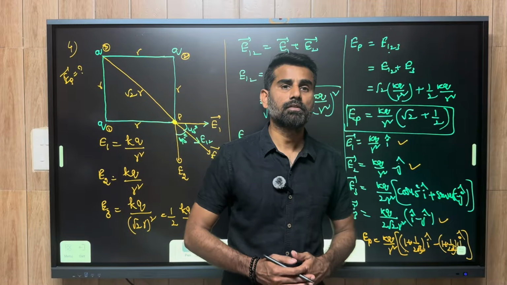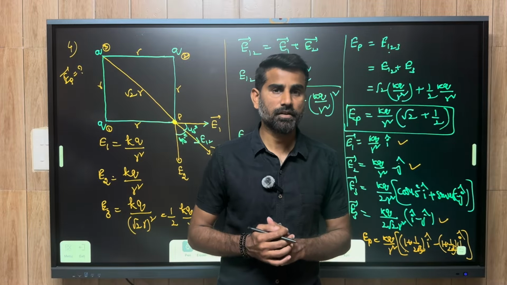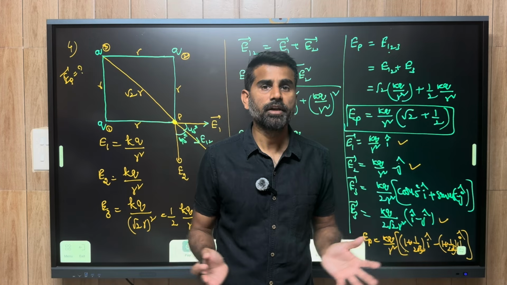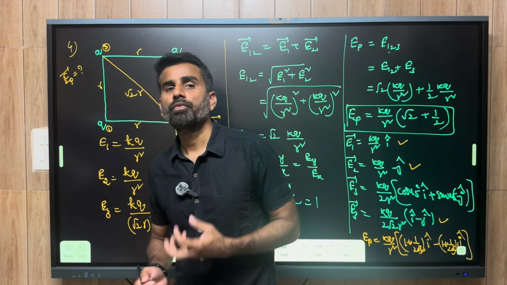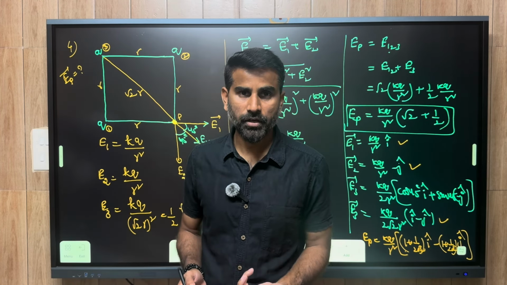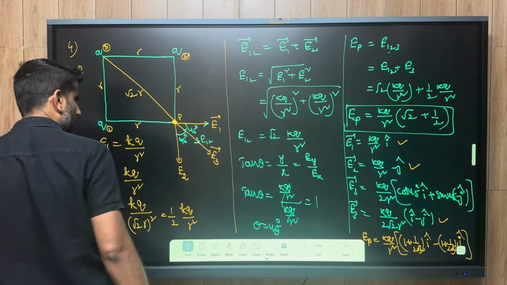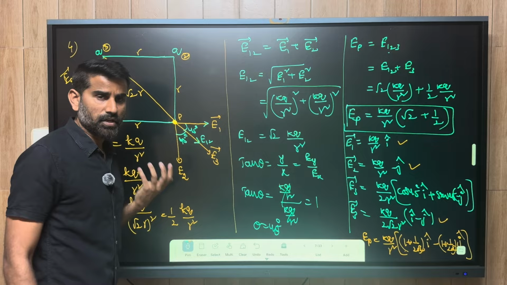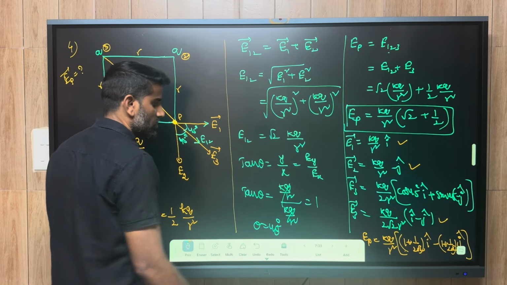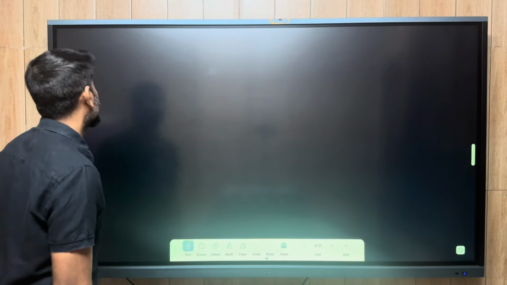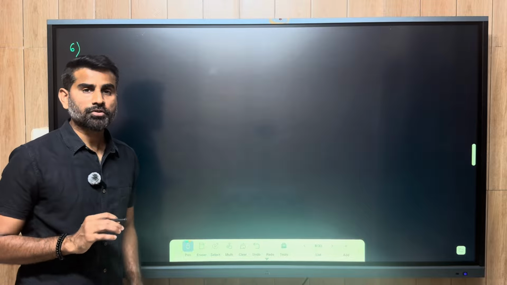If you want to make it more complicated, we are going to take another example with a three-dimensional arrangement of charges. We use the vector representation of electric field to find the required quantity, the net electric field. That required quantity is nothing but net electric field. Okay, let's move on to the next example. I'm going to define the example here.